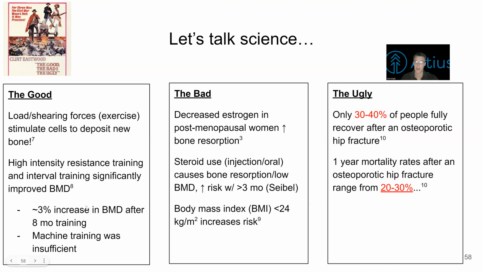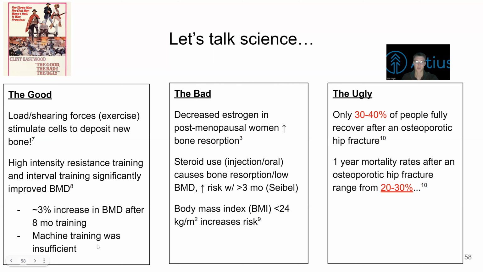What they found after 8 months was on average a 3% increase in their bone mineral density. So not only were they able to prevent the decline of osteoporosis, they were able to build back more bone mineral density afterwards. That's huge. It's kind of a double whammy. We can prevent the decline and also build up our bone strength even further.